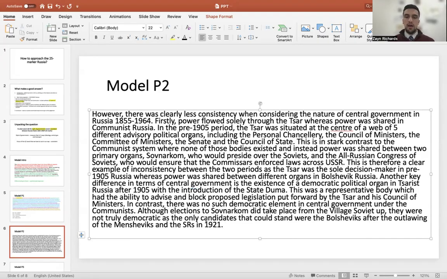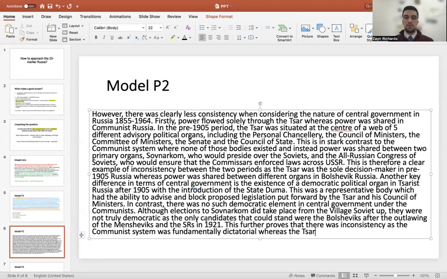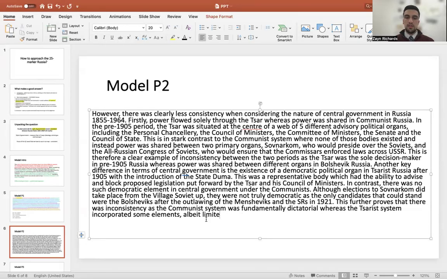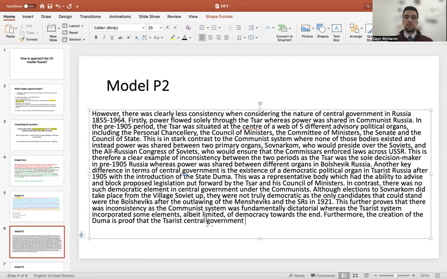So I then give my other piece of evidence and then need to explain. So this further proves that there was inconsistency, as the communist system is fundamentally dictatorial, whereas the Tsarist system incorporated some elements, albeit limited, of democracy towards the end. Furthermore, the creation of the Duma is proof that the Tsarist central government was not even consistent, let alone Russian rule from 1855 to 1964.